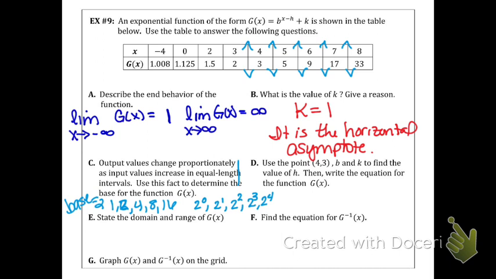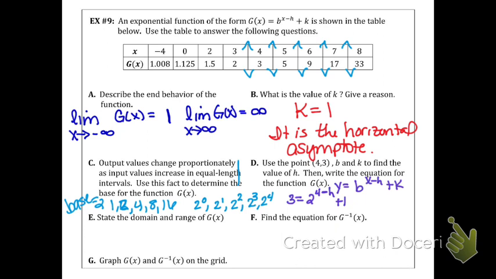D says, use the point (4, 3), b, and k to find the value of h. Then write the equation for the function g of x. All right, so we remember that an ordered pair is just an x and a y. And so it told us up there at the top that our y is equal to b to the x minus h plus k. Well, I know my y is going to be 3 equals, we said our base was 2 to the x, which is 4, minus, we're looking for h, and then k we said was 1. Whoops, I meant to put a 1 there.